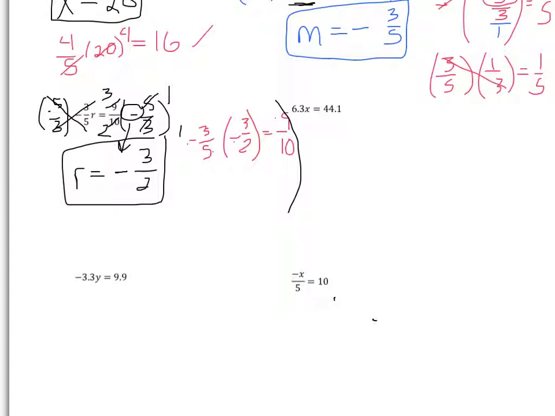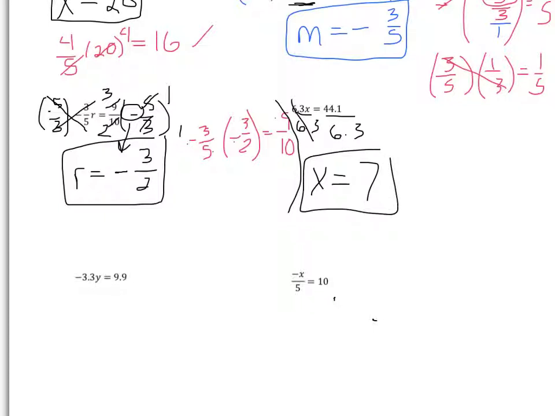6.3x is 6.3 times x, so we're going to divide by 6.3 to isolate x, but whatever we do to one side, we do to the other side. Divide both of them by 6.3. 6.3 divided by 6.3 is just going to give us 1 or 1x. And then 44.1 divided by 6.3 is going to be 7. Okay? So we got that.